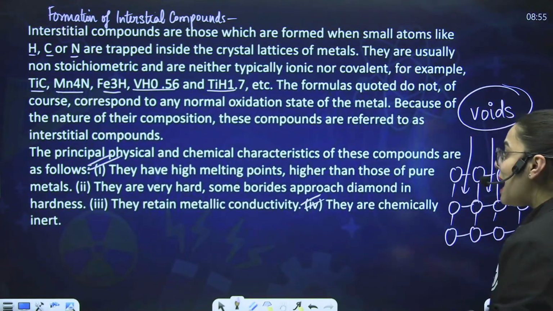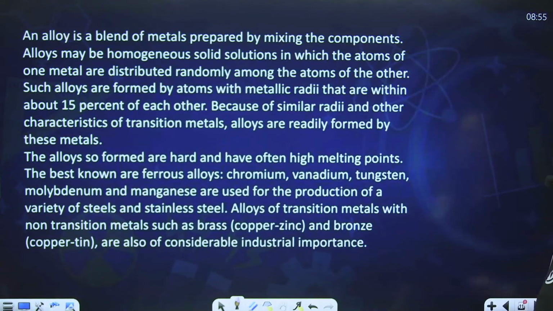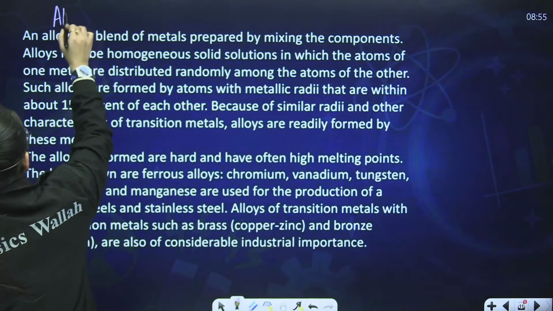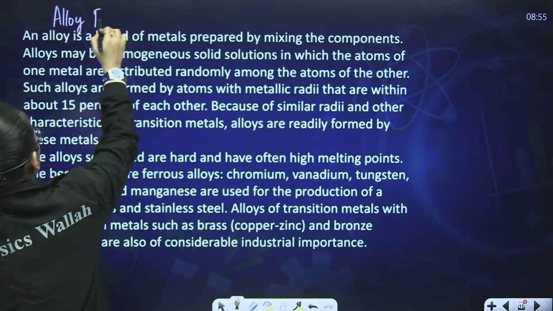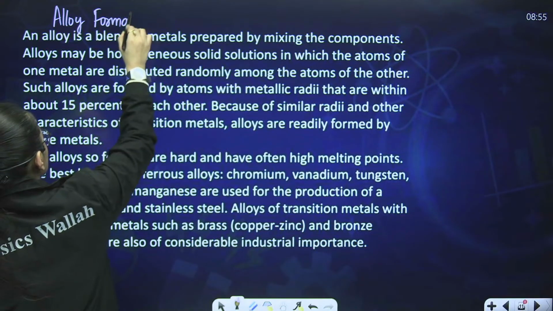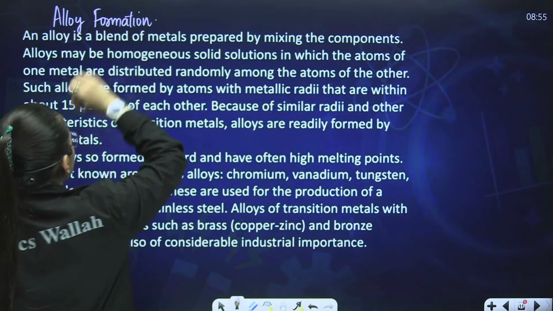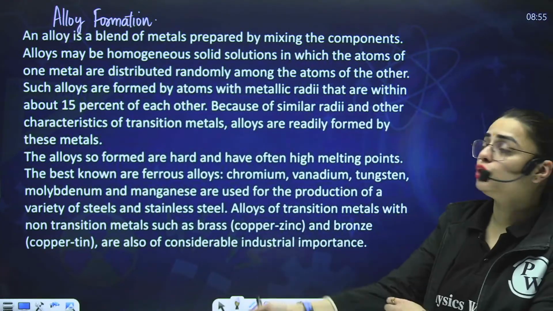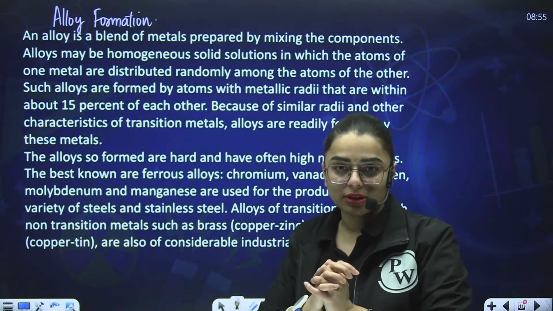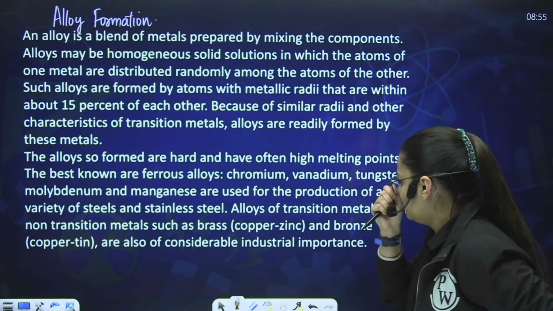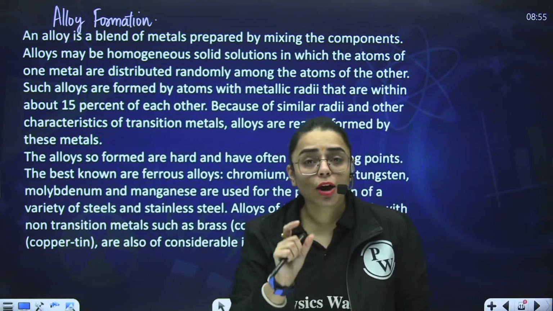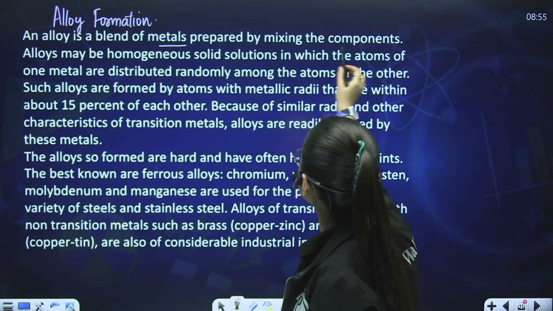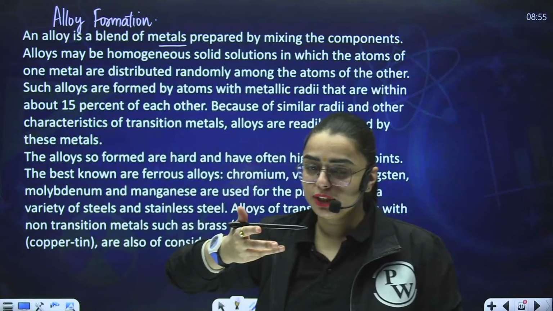Now moving on to the last property, students, which is the formation of alloys. Now this ends the properties of d block elements. What is an alloy? Basically it is a blend of two metals. When two metals blend with each other, they form an alloy. Now see what NCERT says: an alloy is a blend of metals prepared by mixing the components. Again, what I have already told you.